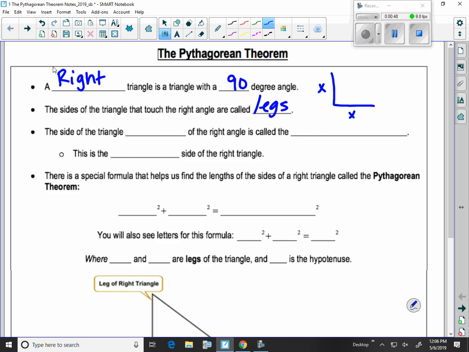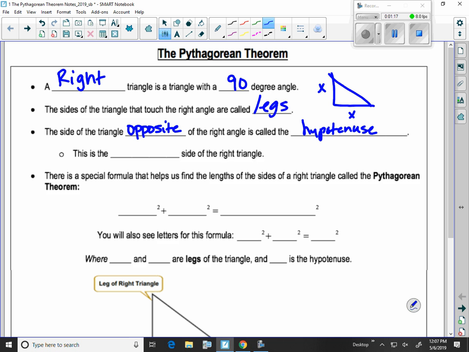Then the side of the triangle opposite of the right angle is called the hypotenuse. Does anybody know what's special about the hypotenuse?